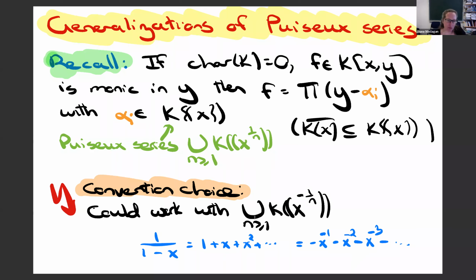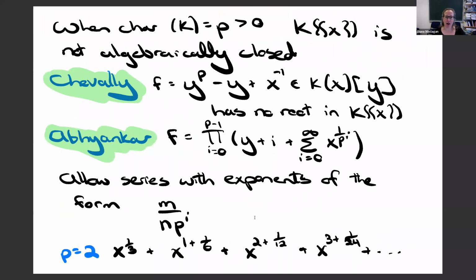Poisson series, centuries old. When the characteristic of k is p, positive, then Poisson series are not algebraically closed. This was first pointed out, I think, by Chevalley, who said this Artin-Schreier polynomial, y to the p minus y plus x inverse, if I think about this as rational coefficients and rational functions in x adjoin y, has no root in Poisson series.